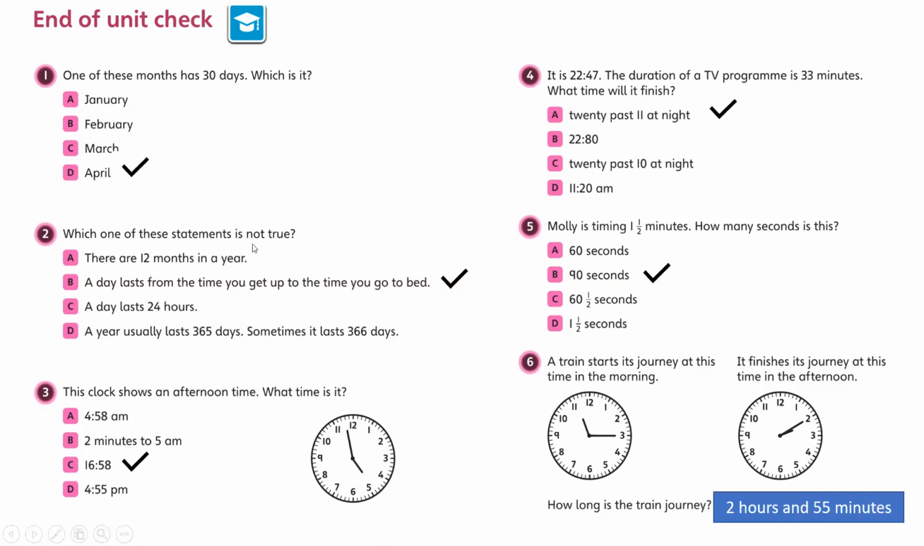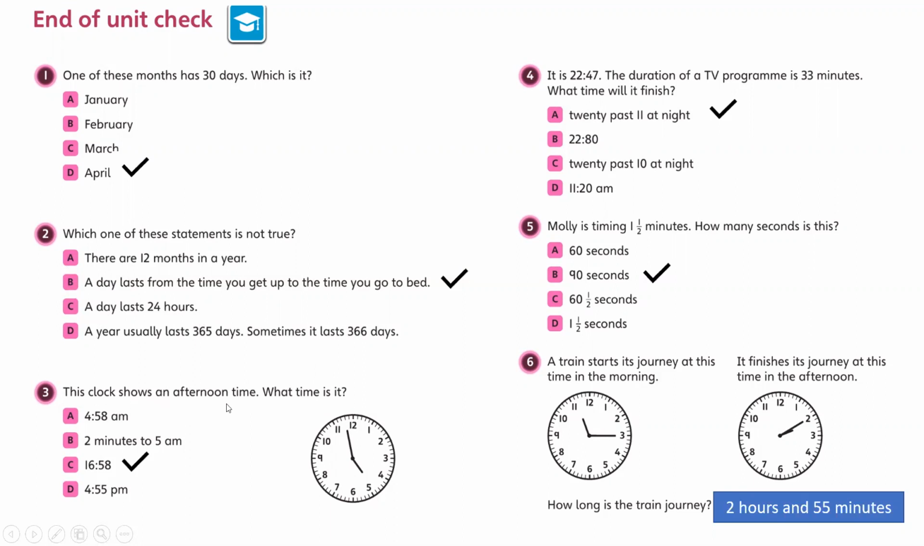Which one of these statements is not true here? It's really important that we've read the question correctly. So let's have a look and see what we know. There are 12 months in a year. That's true. A day lasts from the time you get up to the time you go to bed. Well, we talked about that, and we know that a day lasts for 24 hours. So that technically isn't true. Let's see if the others are. A day lasts for 24 hours. Correct. A year usually lasts 365 days. Correct. Sometimes it lasts 366. So those 3 are correct. So we know B isn't correct. So that's the right answer for us.